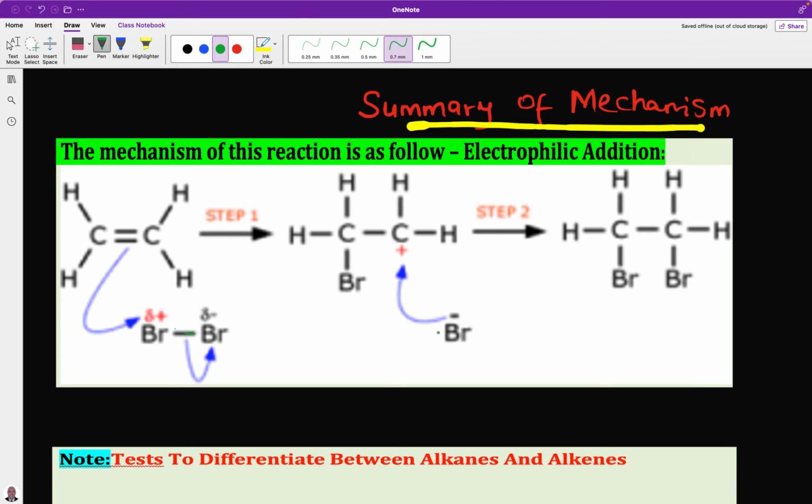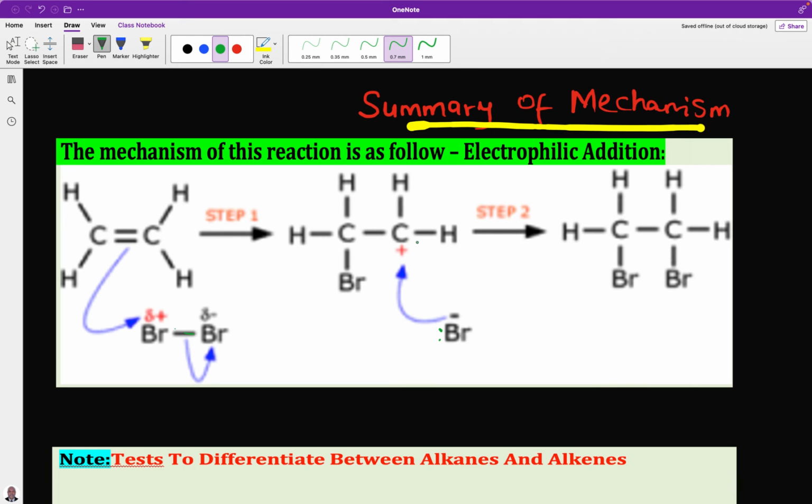Bromine comes here with a lone pair of electrons. A bond is formed. The two pi electrons that are here will form a bond with the bromine, and this is the bond that is formed here. Now, a carbocation, which is an intermediate, is established. Now, the bromide ion with a lone pair of electrons does what? It attacks this carbocation rapidly, donating a pair of electrons here, and that pair of electrons helps to bond the carbon atom and the bromine, resulting in this.